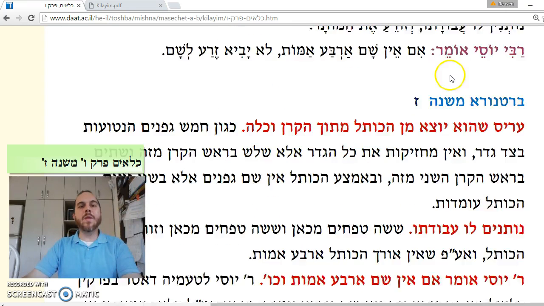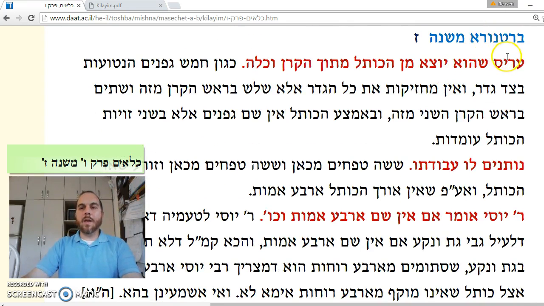So when the world is going on here, says the Mishnah. So we'll read the Bartanura and then we'll see the Rambam. And even in the Rambam, we're going to see that it's confusing. It's not clear what exactly the Mishnah means. It says what the Rambam means. It says the Bartanura, Aris shu yotzei min hakotel mitoch hakeren v'kaleh. It comes from the wall. It emanates from the wall, from the corner v'kaleh, and it stops.